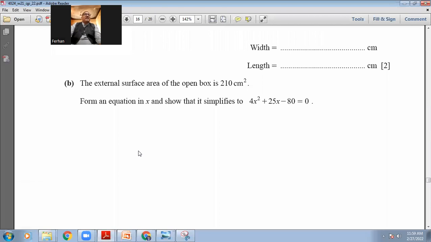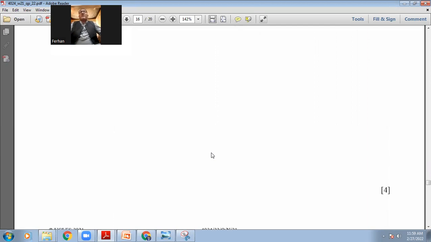The next part is the external surface area of the open box. Remember this word, open box. When I say open box, we have the bottom and the walls, but we do not have the roof. The external surface area of the open box is 210 centimeters squared. Form an equation in x and show that it simplifies to 4x squared plus 25x minus 80.